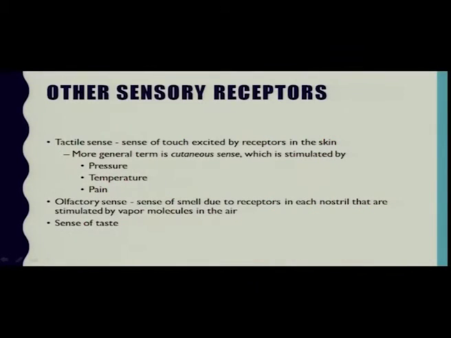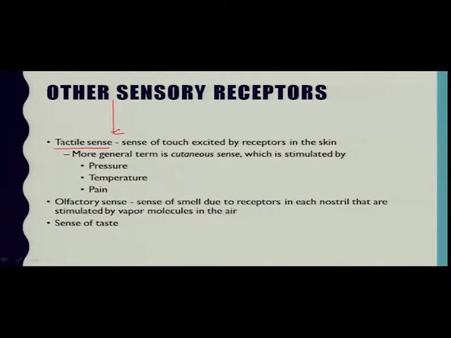So as a summary of these other sensory receptors, we completed the tactile sensing. Tactile sensing is the sense of touch excited by the receptors in the skin. The more general term is cutaneous sense, which is stimulated by pressure, temperature and pain, that we discussed in the previous slide. Olfactory sense, the sense of smell, is due to receptors in each nostril that are stimulated by vapor molecules in the air. And third is the sense of taste.